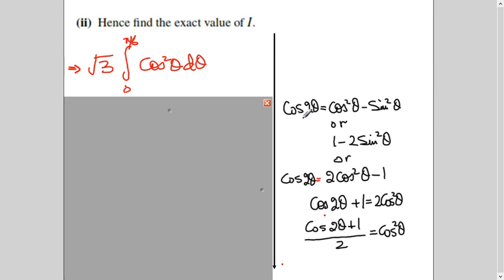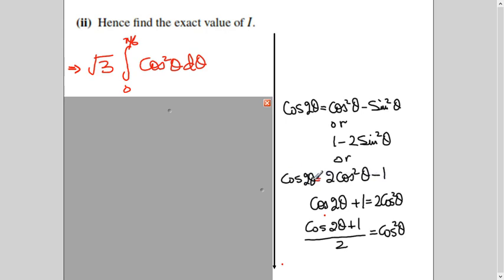We know cos 2 theta is equal to cos square theta minus sin square theta. Or it is 1 minus 2 sin square theta. Or it is 2 cos square theta minus 1. All this will be given to you in MF19. You don't need to learn it by heart. If you don't remember it, it's fine. So now cos 2 theta equals 2 cos square theta minus 1.